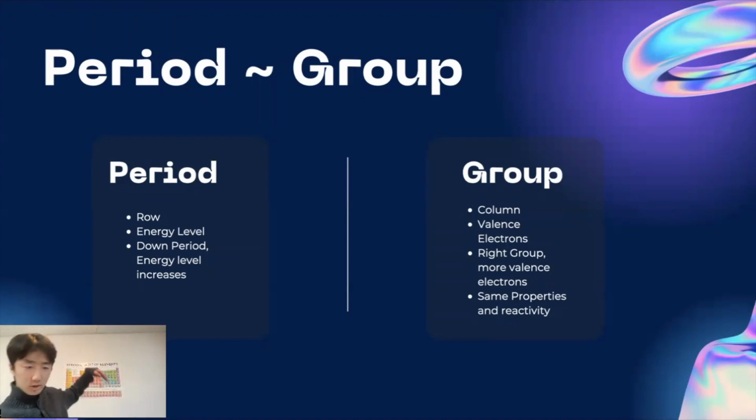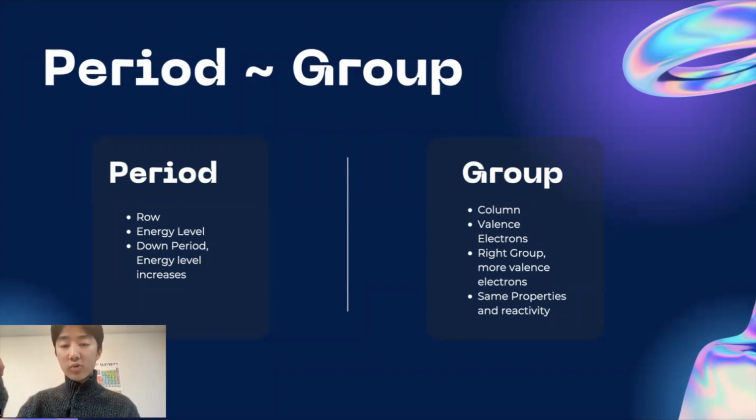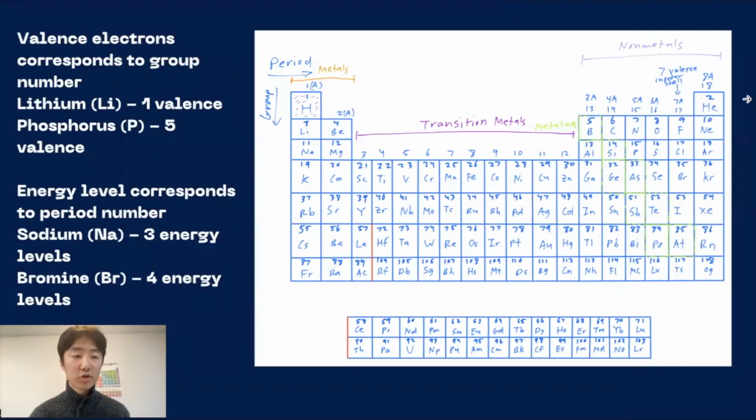Now the columns, the vertical lines in a periodic table, determine the number of valence electrons in an element. As you go right across groups, there are more valence electrons, meaning there are more electrons on the outer shell of the atom. For group 1, there's 1 valence electron, and for group 2, there are 2 valence electrons. Since elements in a group have the same valence electrons, they have the same properties, and their reactivity is about the same.